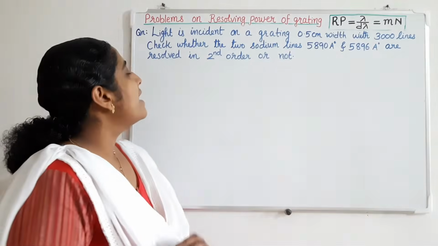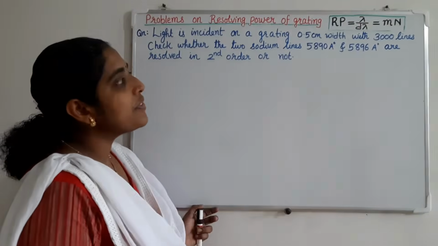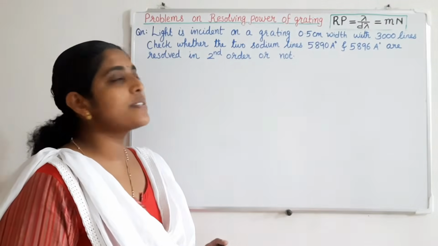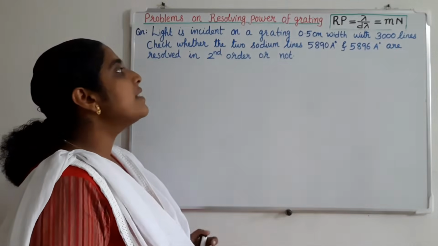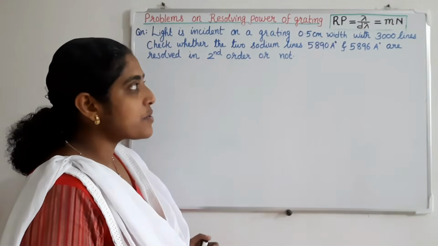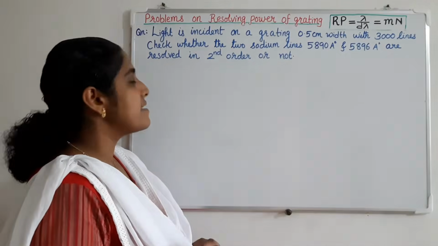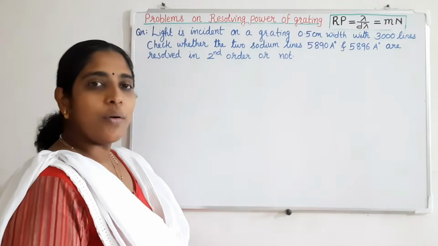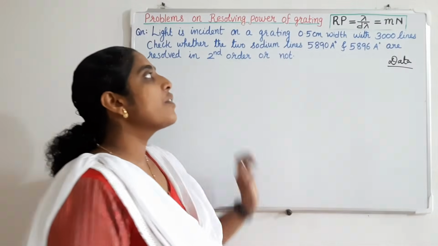Next question. Light is incident on a grating 0.5 centimeter in width with 3000 lines. Check whether the two sodium lines, 5890 Angstrom and 5896 Angstrom, are resolved in the second order or not.